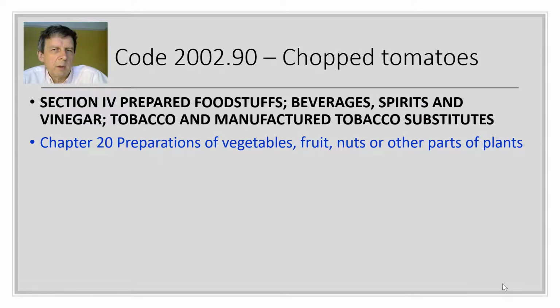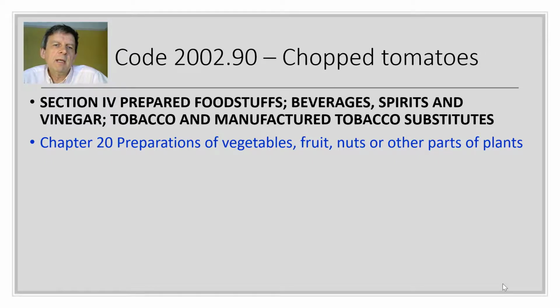Let's look at an example, and we use chopped tomatoes for that example. Now, chopped tomatoes have an HS code, a harmonisation code of 2002.90, and you can get that from the HMRC website. So it's very important that you know the code for your particular product.